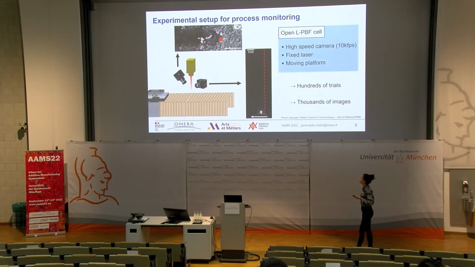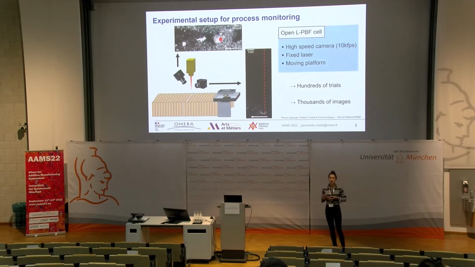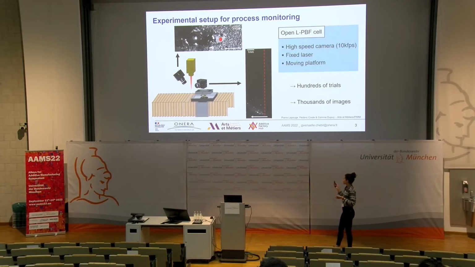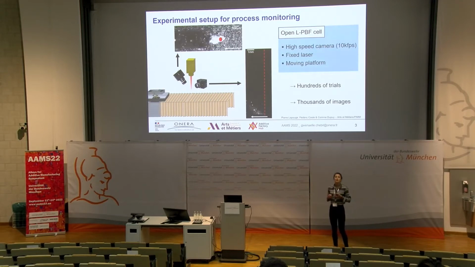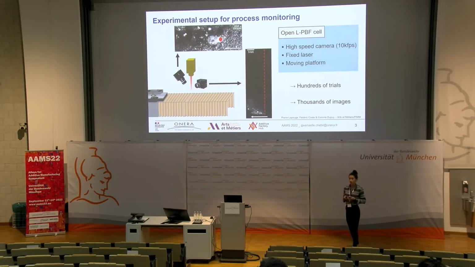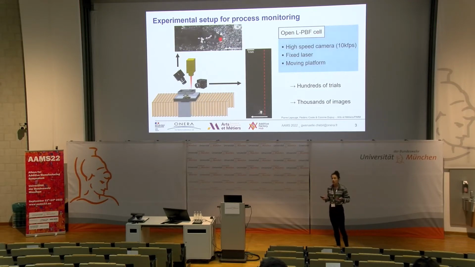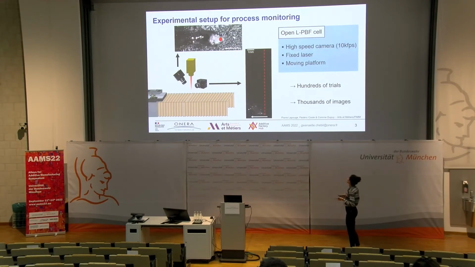You can see here what kind of images we can have. I will describe then how I analyze this. Of course, we've seen beautiful images today with X-ray imaging and things like that. Here, the setup is really simple. We can change the laser quite easily, so we can change the wavelength and the spot diameter. We can very easily also change the powder. We don't need much powder to do those experiments, so we can do hundreds of trials very quickly and generate thousands of data.